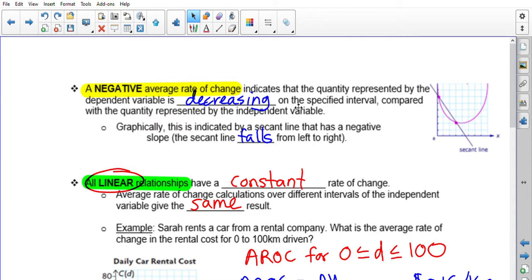A negative rate of change would obviously be the opposite. So here we've got another interestingly shaped graph. If we took a secant line, if we found the slope of this secant line going through these 2 points, we can see that over this time the dependent variable is decreasing on this interval as the x is increasing. So graphically we can see this secant line has a negative slope, and therefore it's falling from left to right. So when we calculate the average rate of change here, it should be negative.